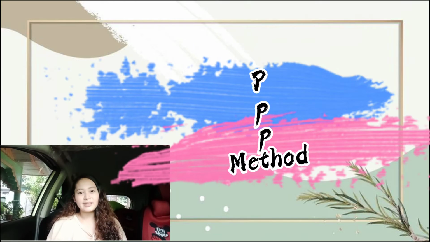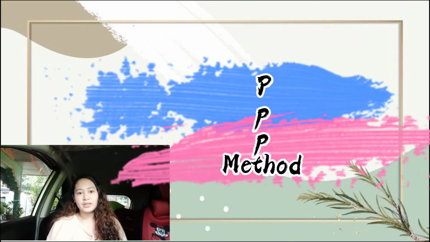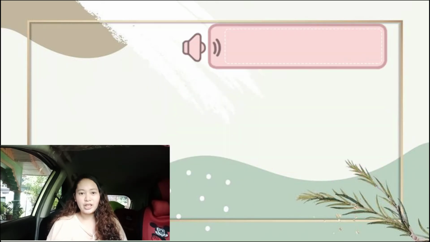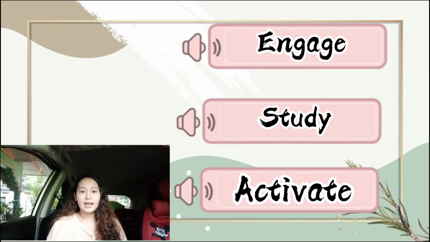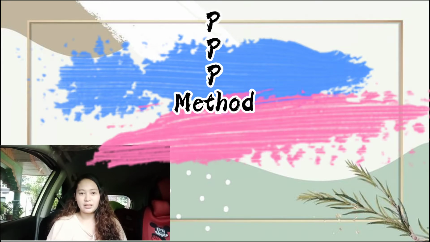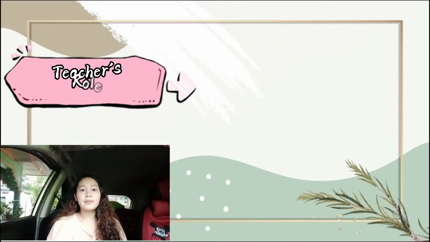So nowadays, a new version of this method has been developed. This is called ESA. It stands for Engage, Study, and Activate. They are almost the same stages with different names. So let us know the teacher rules of the PPP method.